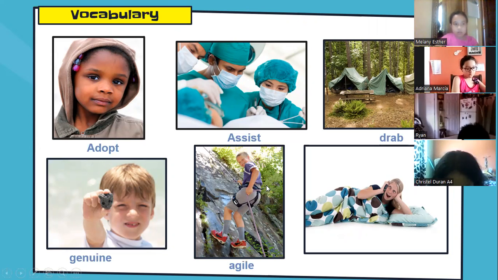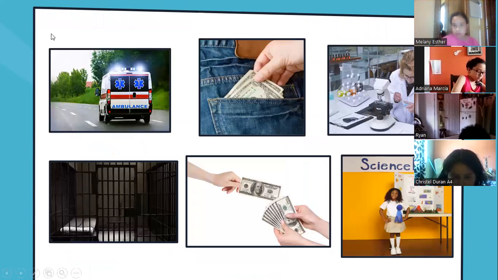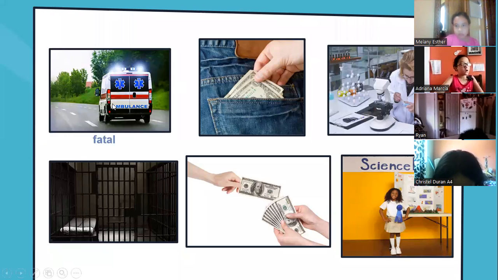Oh, agile. Agile. The next one is bubble. It's like the wall bubble. This is like bubbles. Emergency. No. Fatal. Yeah, that's true. Fatal. Generosity. No, this is illegal because it's taking the money. This one is generosity. Analyze.